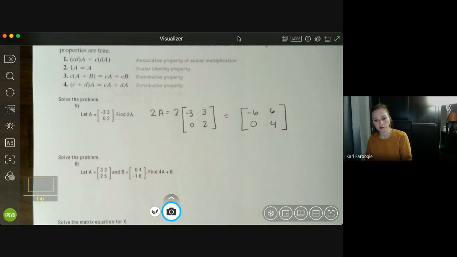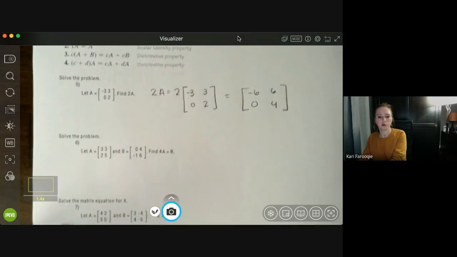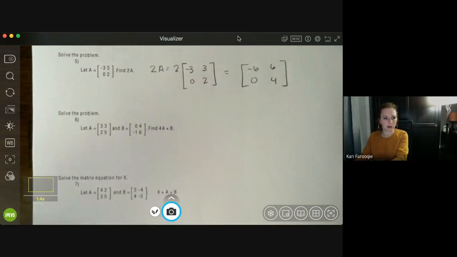Does anyone have a question so far? Okay, I feel like I'm covering these a little fast, but that's because I don't want to spend a whole bunch of time doing something that's super straightforward. I'd rather spend more time on matrix multiplication maybe.